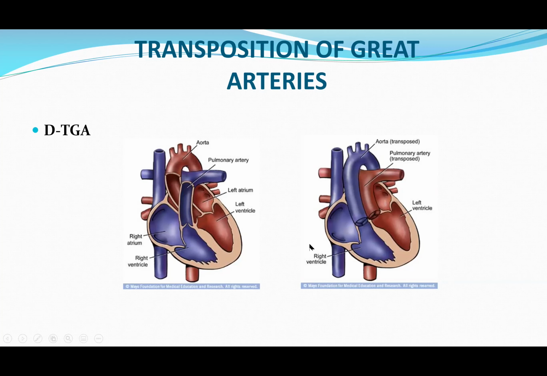In D transposition, normally instead of the great vessels crisscrossing like this, they lie next to each other. So when this is doing the looping, it's incomplete. So the aorta comes off the right ventricle, the pulmonary comes off the left ventricle. So instead of the circulation crisscrossing, it's just doing this.